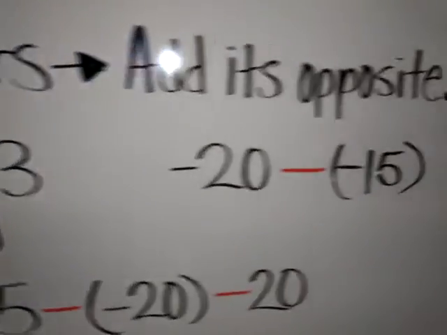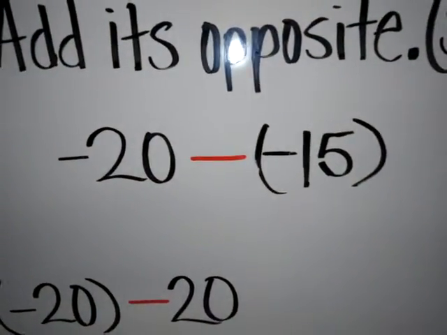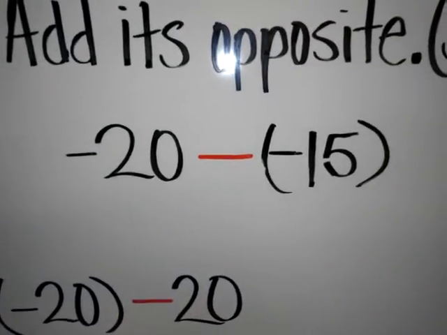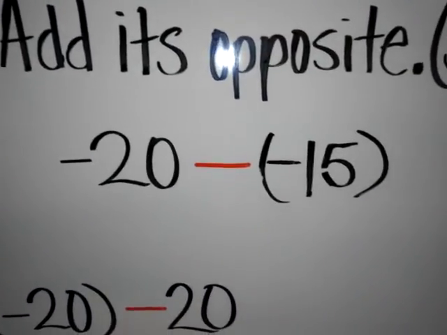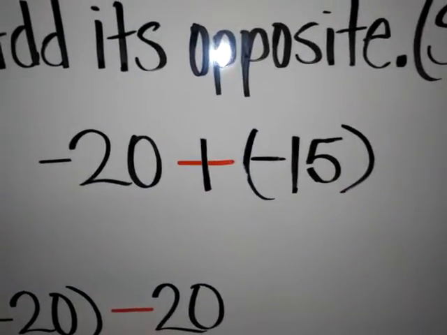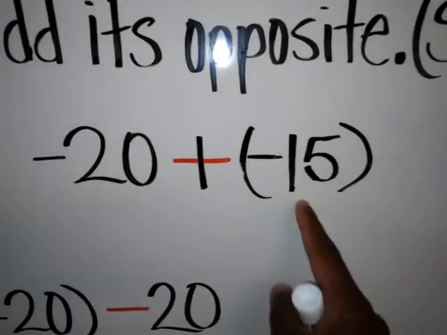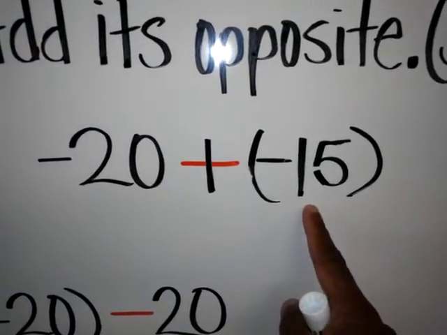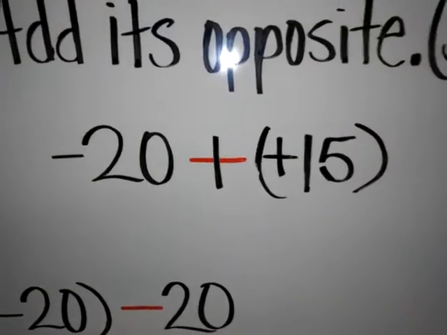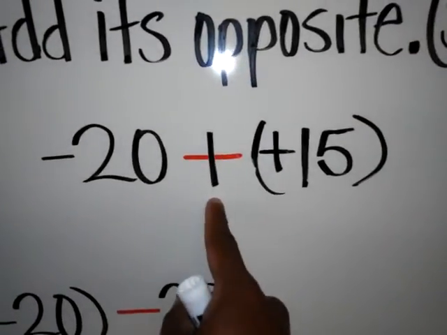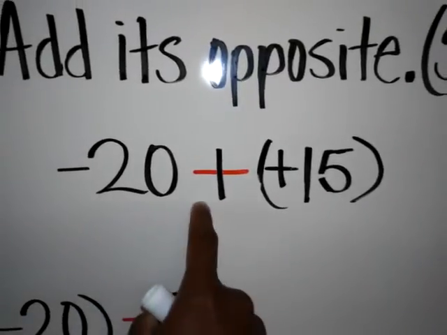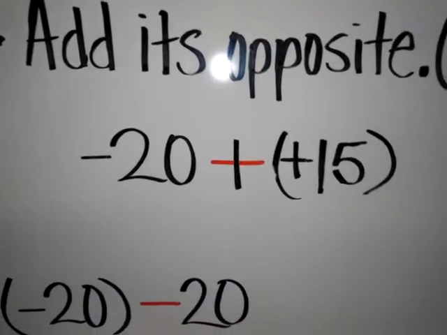All right, the next problem we have. Now we have a subtraction problem. So we have to, again, change the subtraction to addition and change the second term to its opposite. Opposite of negative 15 is positive 15. Now this is the same scenario now. We're adding integers. Negative 20 plus a positive 15.